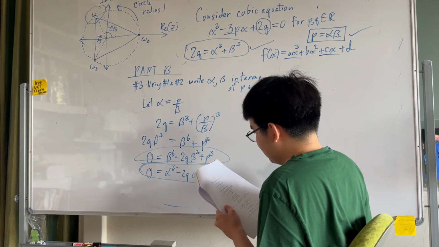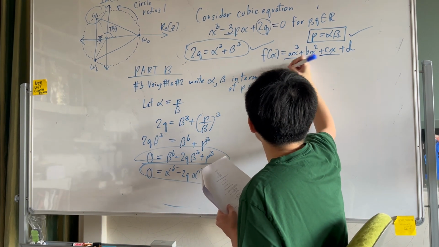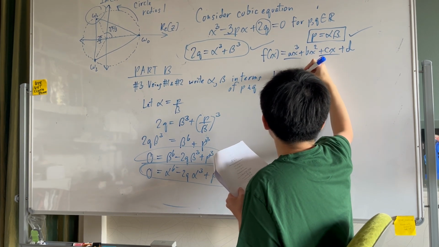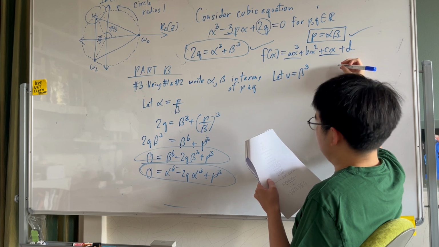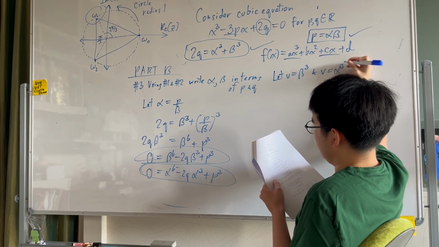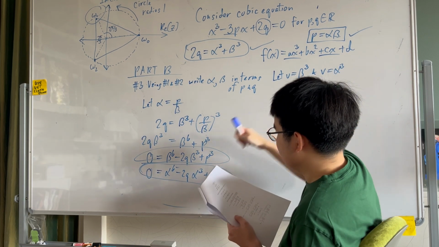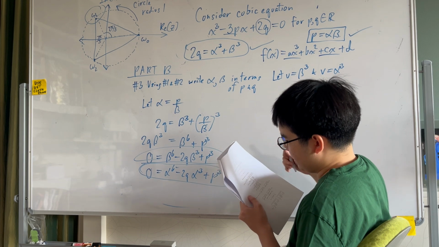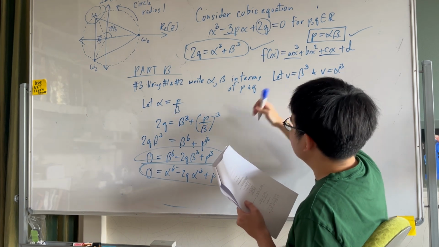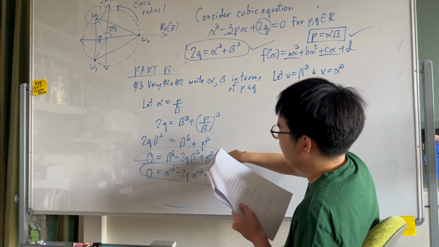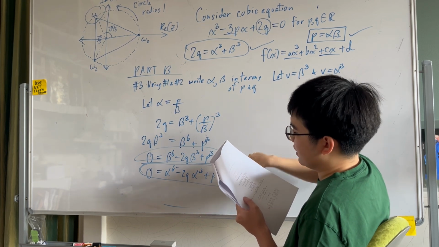So we make a substitution. Let u equal beta cubed and v equal alpha cubed. If we put this into there, I guess I just work with this representation here, you get that this whole thing, in terms of alpha or beta, it doesn't matter.